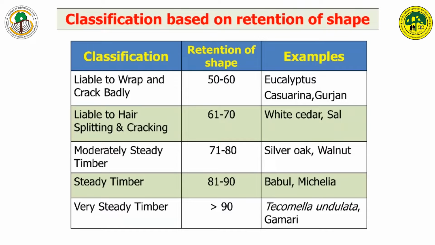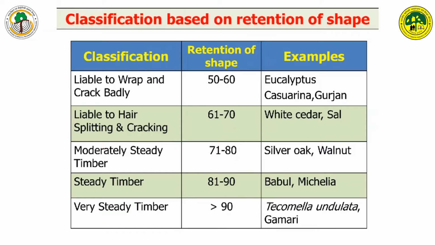And based on the retention of shape index, the woods have also been classified. The woods which are liable to warp and crack have a retention of shape that is less, like 50 to 60 only. And these are the examples here, like eucalyptus falls under this category. Then liable to hair splitting and cracking, this is 61 to 70. And sal comes under this category.